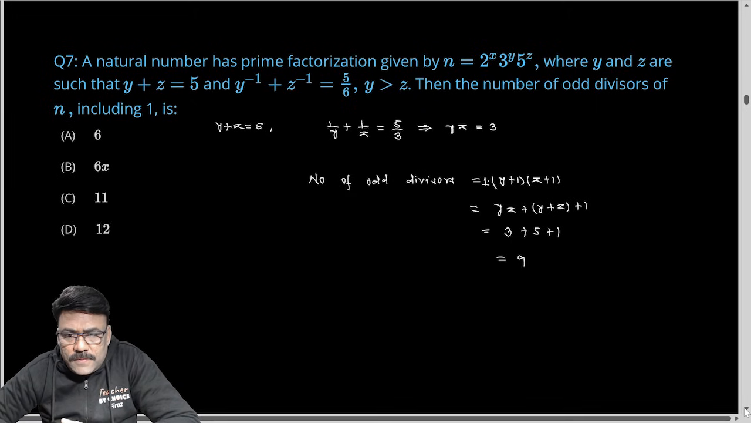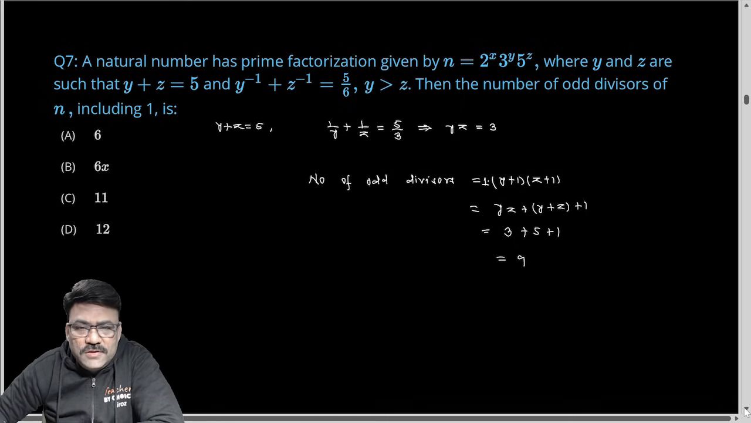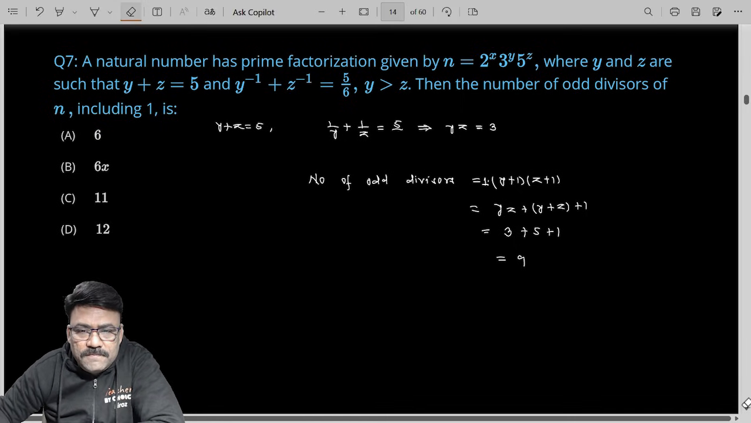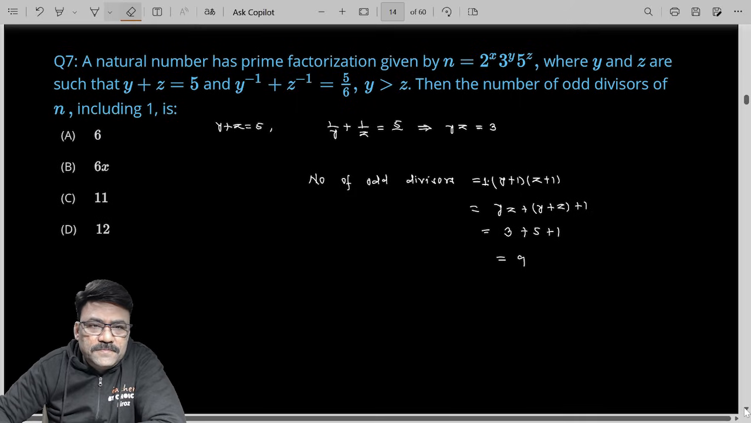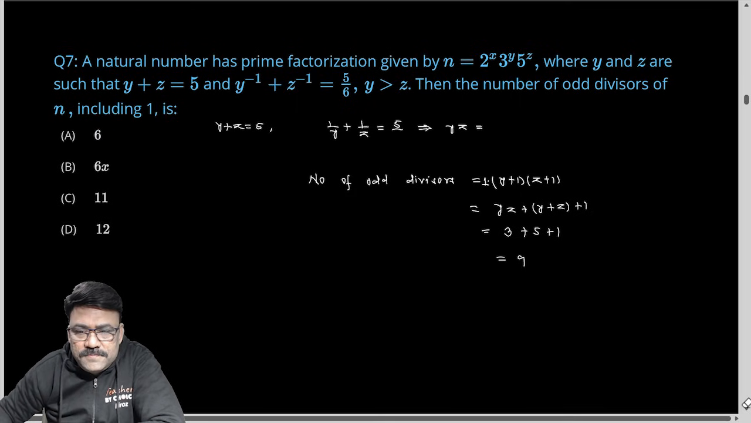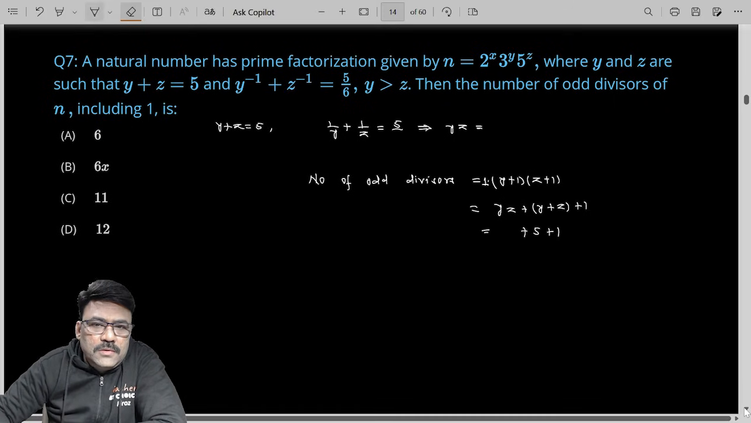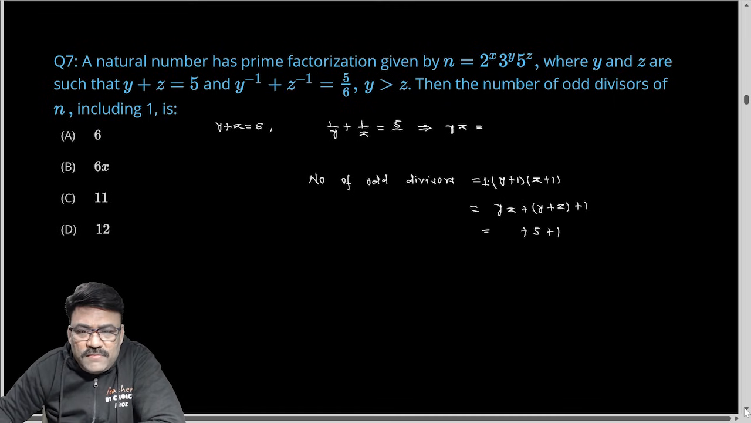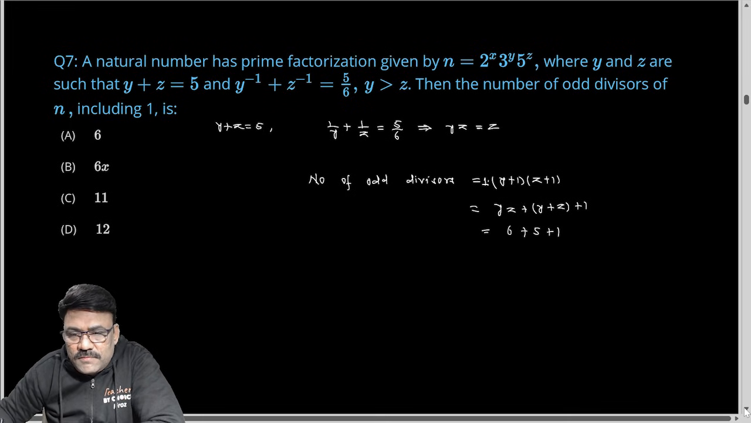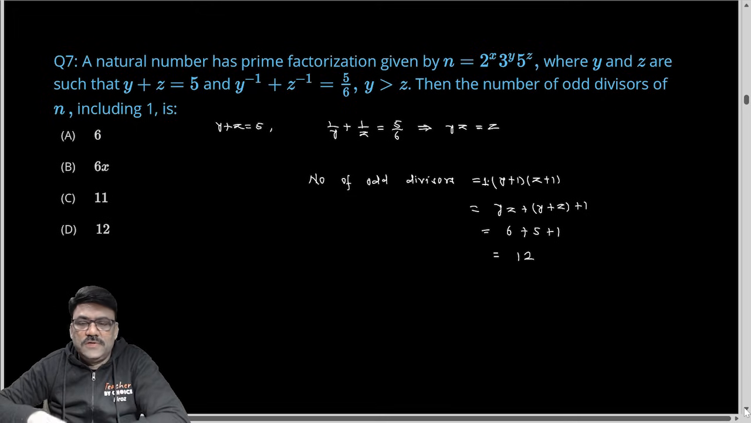Let me check. 9 is not there. yz plus y plus z plus 1. Oh, my bad. yz is not 3. It is 5 by 6 here, not 5 by 3. So 1 by y plus 1 by z is 5 by 6. I had written 5 by 3. So yz is actually 6. So yz is 6 plus 5 plus 1. So it is 12. Means D option is the correct option here.